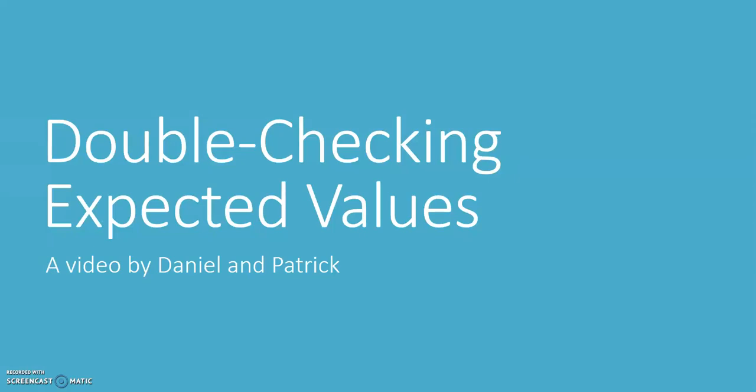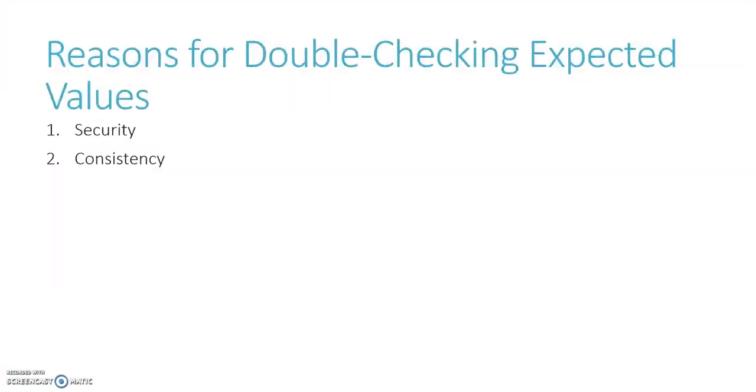And I'm Daniel, and we're double checking expected values. So, the top two reasons for double checking expected values are security and consistency. Security in that nobody can come in and plant weird values that you don't want, or even SQL injections, backdoors to the database and stuff. And consistency in that we get the values that we want every time. That being the users and also the database.